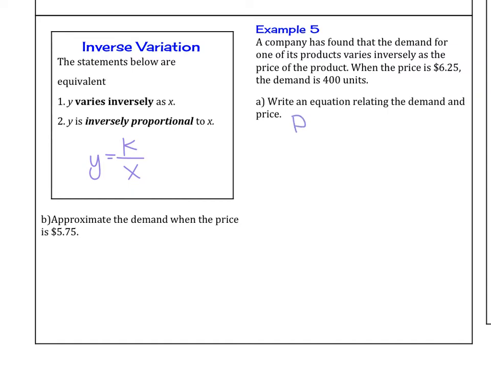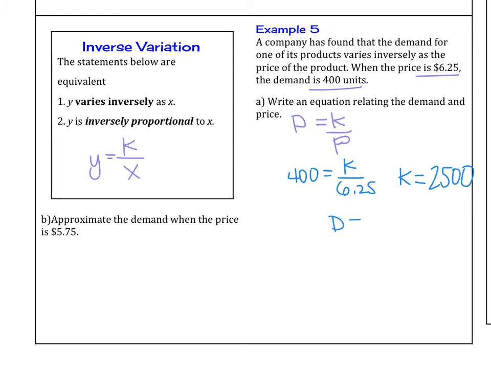So demand will be D equals K over price, right? Inversely proportional. So given that the price is $6.25 and demand is 400 units, let's plug that in. So 400 equals K over $6.25. So you solve, K is going to be 2,500. So our equation is going to be D, the demand, equals 2,500 over the price.